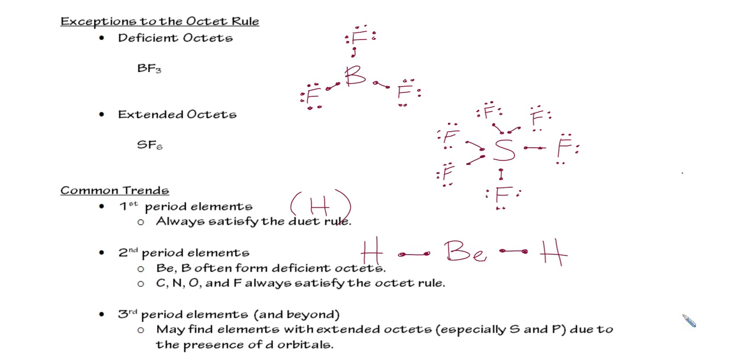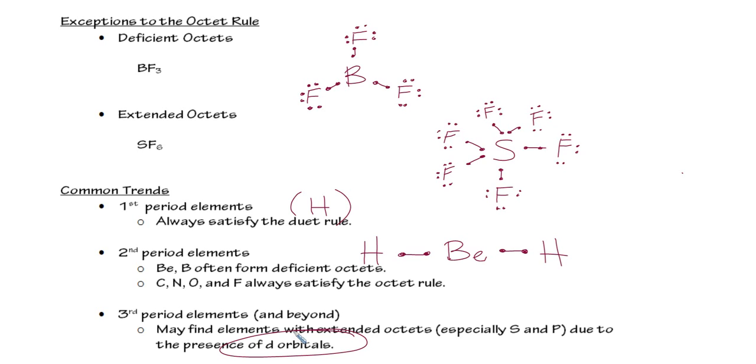In the 3rd period or the 3rd energy level and beyond, it's okay to have an extended octet because of d orbitals. When you have those big fat d orbitals, they can hold a lot of electrons. It's okay to carry an extended octet if you have d orbitals available. Now that's a good question that they're going to ask you on the AP test too.